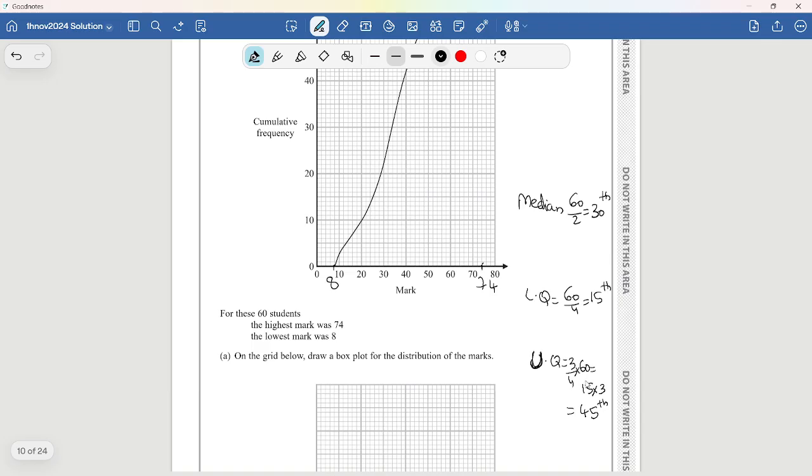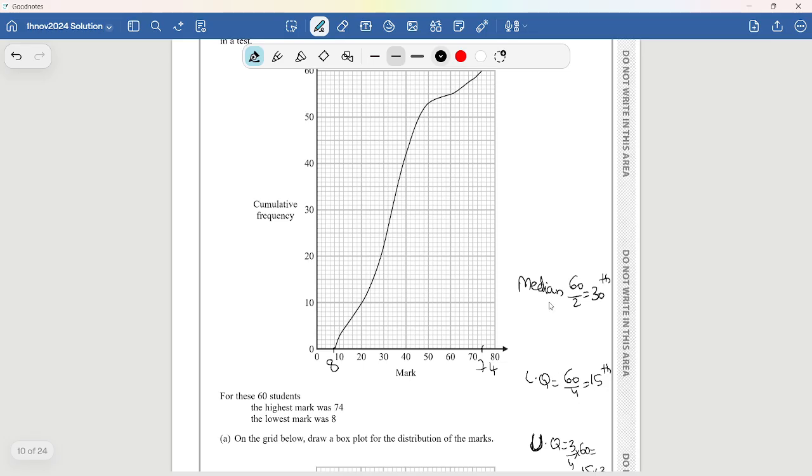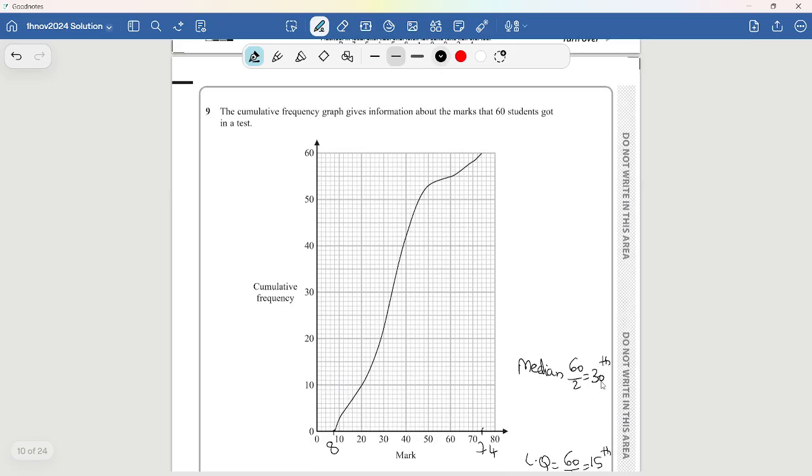Now, taking these values from the graph, we need to figure out what the median, lower quartile, and upper quartile actually are. Starting with the median, for the 30th position, I go on the y-axis and find where 30 is. This is the 30th frequency. Make sure I'm drawing straight lines. So draw a line on the graph. Its corresponding x value will be the median.